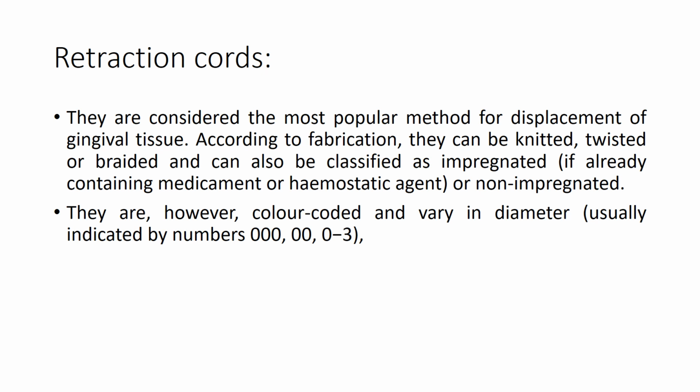There are three types of retraction cords based on the configuration: knitted retraction cords, twisted retraction cords, and braided retraction cords. These may be plain, or impregnated with a chemical medicament, usually an anticoagulant or an astringent, that is a hemostatic agent, to prevent or stop the bleeding in the gingival sulcus when we are capturing the impression for a subgingival margin. They are available in various sizes from triple O to 3.